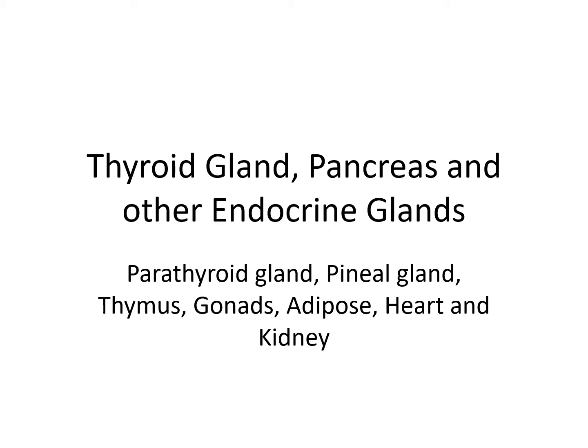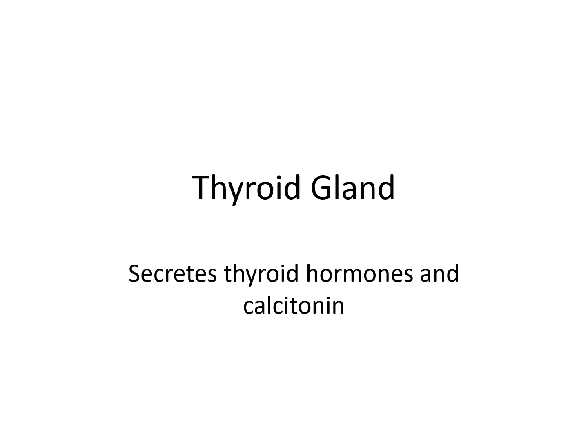Okay, so remember, we're going to talk about the thyroid gland, the pancreas, and some of the other endocrine glands. Some of the other glands we'll talk about include the parathyroid gland. From its name, you should get an idea that it's pretty close to the thyroid gland. The pineal gland, which we briefly mentioned when we talked about the brain. The thymus, the gonads, or the reproductive organs, adipose tissue, the heart, and the kidney. So let's begin. Let's start with the thyroid gland.